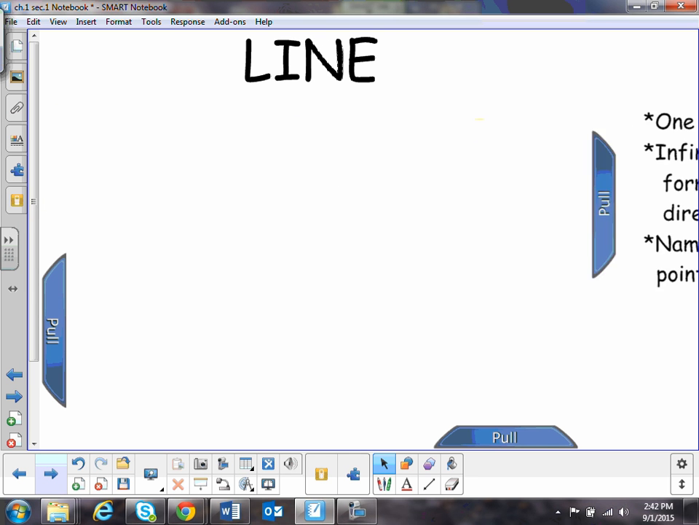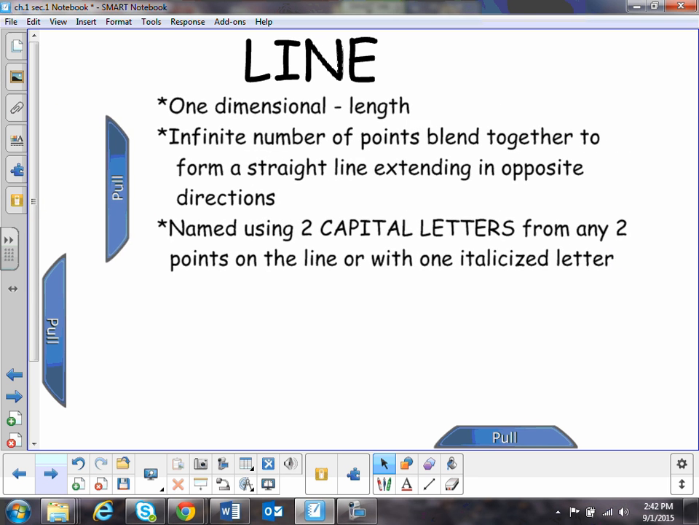Next one is line. Again, 3 bullets, and you can abbreviate, summarize, whatever. Just make sure you get the most important things down. This one is 1-dimensional, meaning you can have its length. However, there's no specific length to a line because it goes on forever and ever. It's an infinite number of points blended together, and they extend and drift off in opposite directions. You name this with 2 capital letters from any 2 points on the line, or 1 italicized letter. So we'll have an example of that.